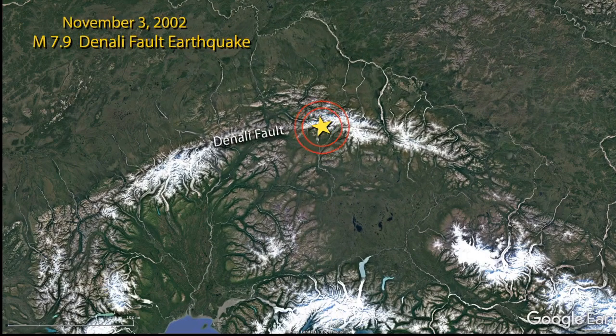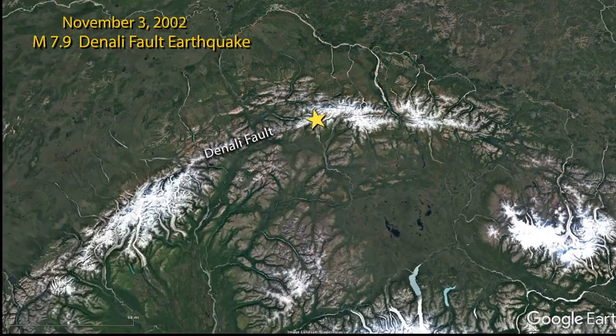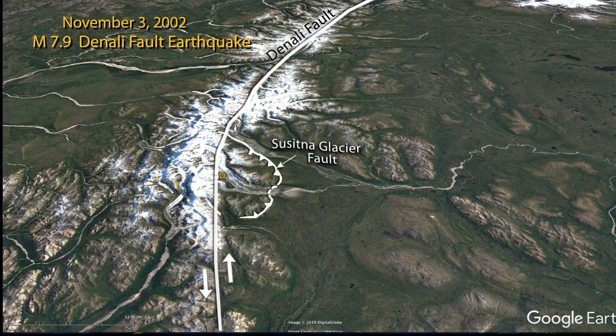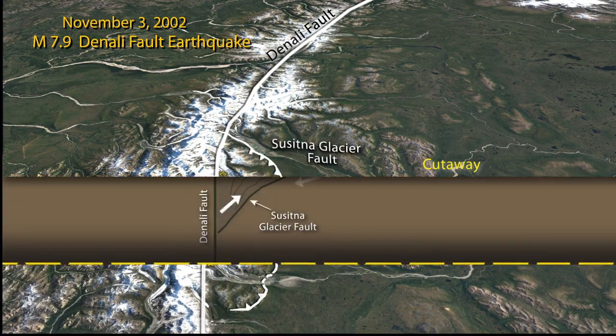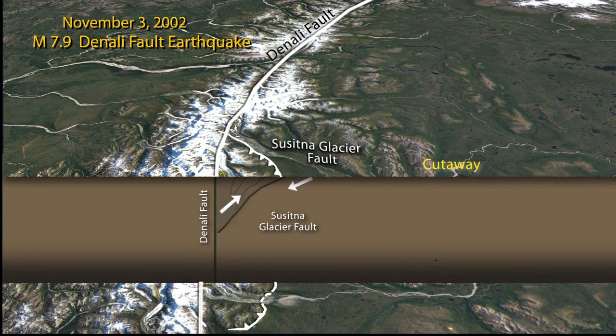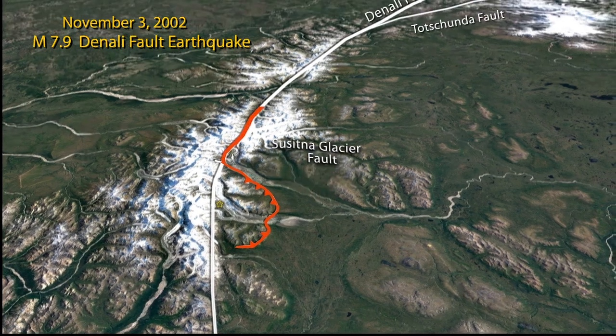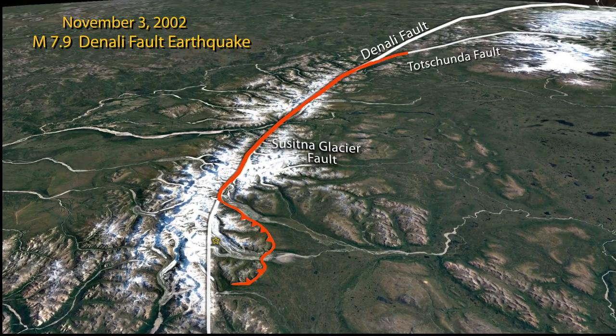At a magnitude 7.9, the November 3, 2002 Denali main shock was one of the largest strike-slip earthquakes in North America. The earthquake rupture started at a depth of 5 kilometers, with 4 meters of displacement on the previously unknown Susitna Glacier Fault. It continued with up to 8 meters of right lateral displacement on the Denali Fault, and then branched onto the Totschunda Fault for a total rupture length of 340 kilometers.